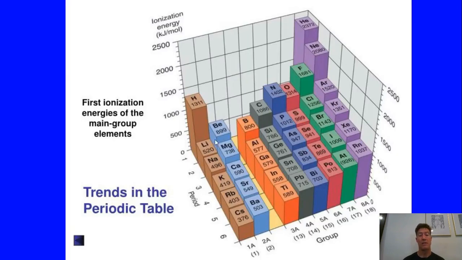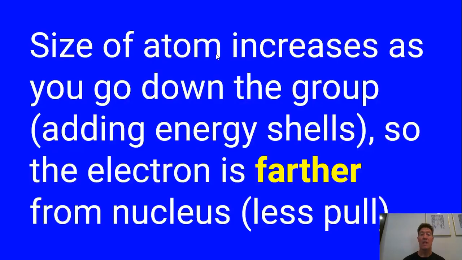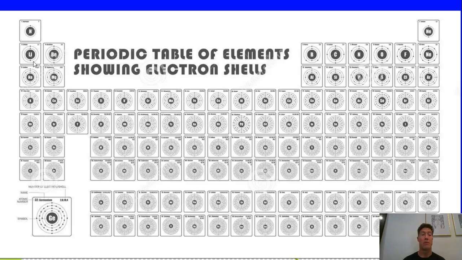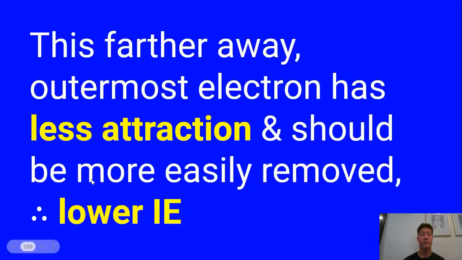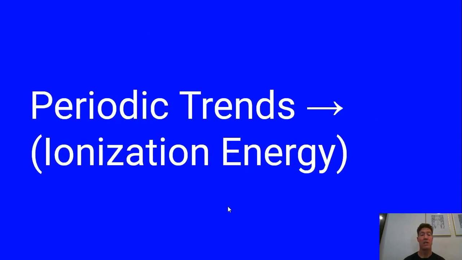So here it is in kind of 3D form, the first ionization of the main group elements. And as you can see, they decrease as you go down the rows. Why? Well, the size increases as we go down because we've added additional energy shells. The electrons are farther from the nucleus, experiencing less pull. So it takes less energy to extract them. There's less nuclear charge. Remember, extra shells, further away, easier to remove. And therefore, a lower ionization energy.